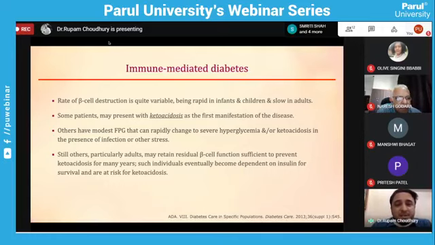Still, others, particularly adults, may retain residual beta cell function sufficient to prevent ketoacidosis. So in adults, usually somebody who is 20 plus or 25 plus has some beta cell reserve, which prevents ketoacidosis, but hyperglycemia is evident and quite high, 500 plus, but ketosis does not happen because of residual beta cells. Some amount of insulin is present in those patients to prevent ketoacidosis, but those patients are also type 1 diabetes patients when we assess them for the antibodies, and when you look at the C-peptide levels in clinical setup.